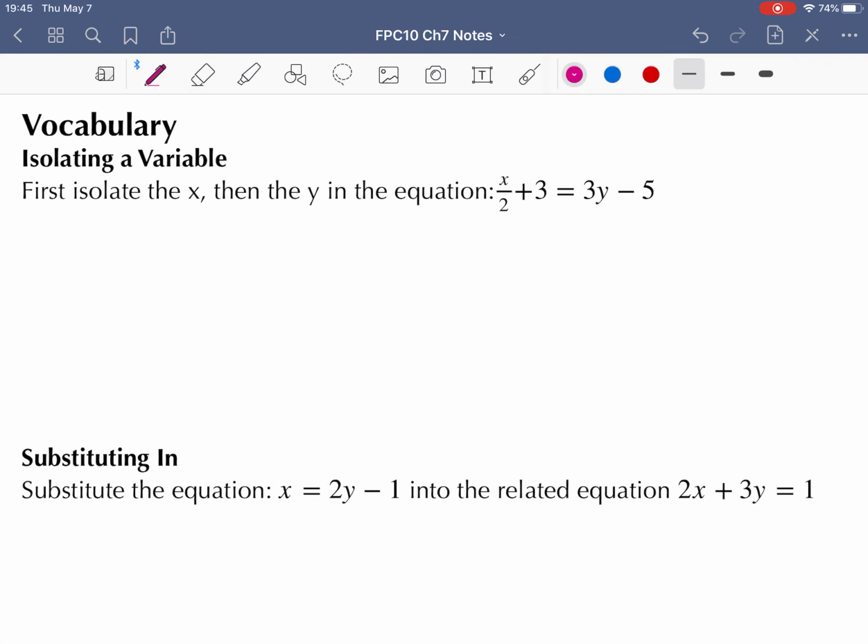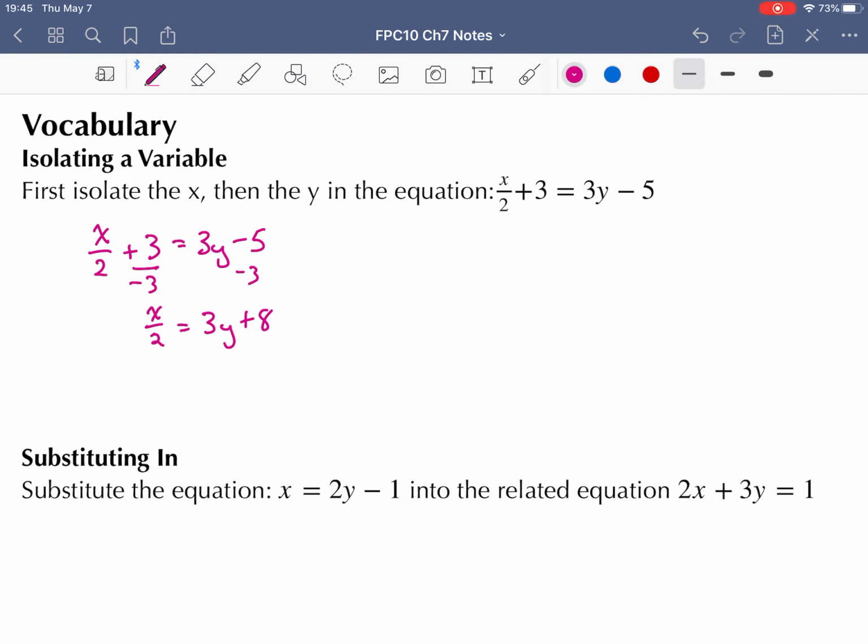In this equation, we're going to isolate our x variable, then we're going to isolate our y variable. So let's start off by isolating our x. We're going to do this one in pink and rewrite it out: x over 2 plus 3 equals 3y minus 5. First thing we need to do is get rid of this plus 3, so we subtract 3 from both sides to get x over 2 is equal to 3y plus 8.